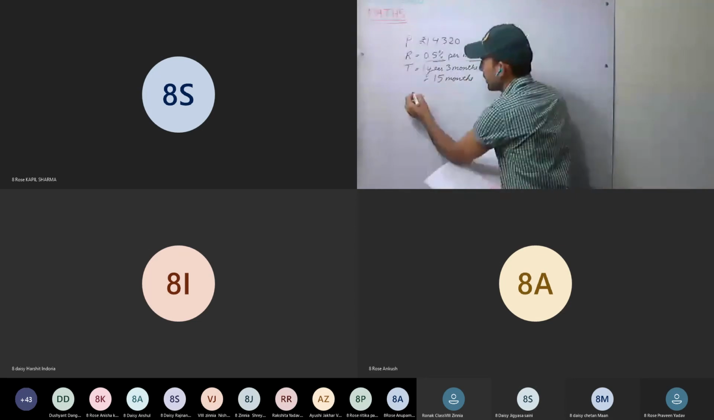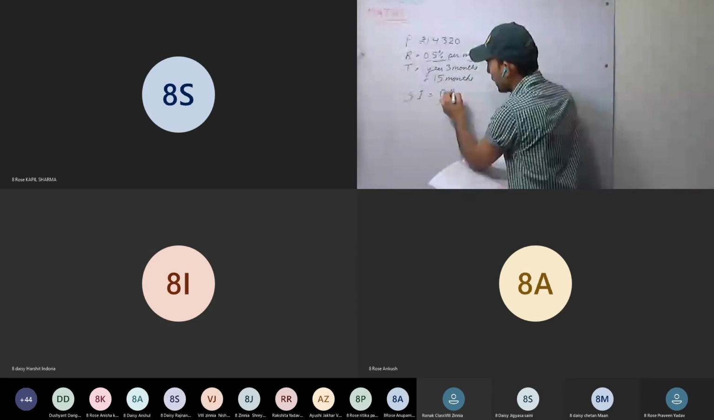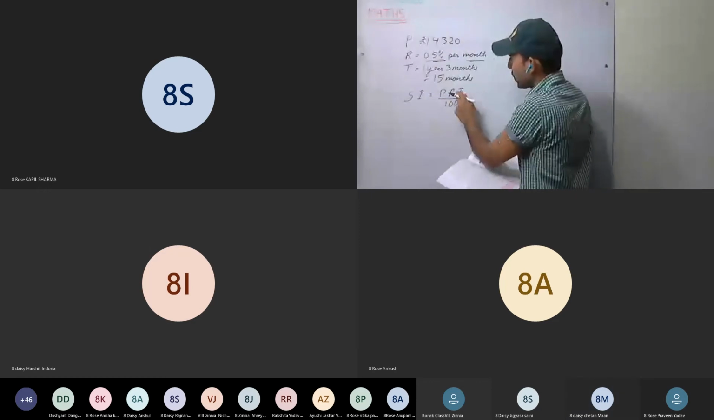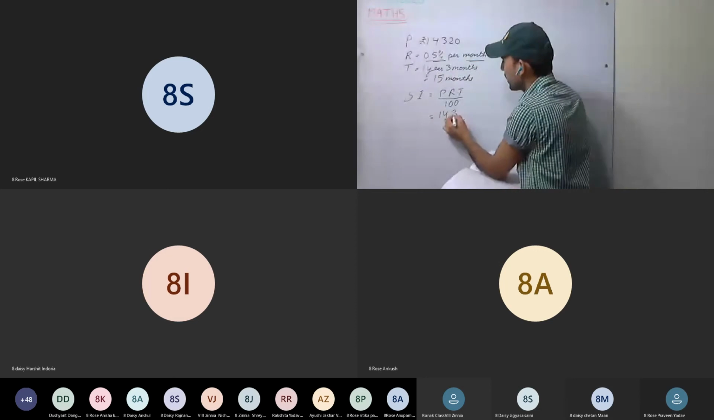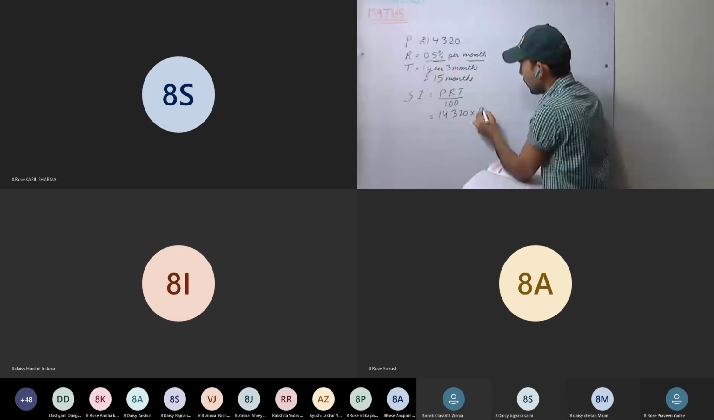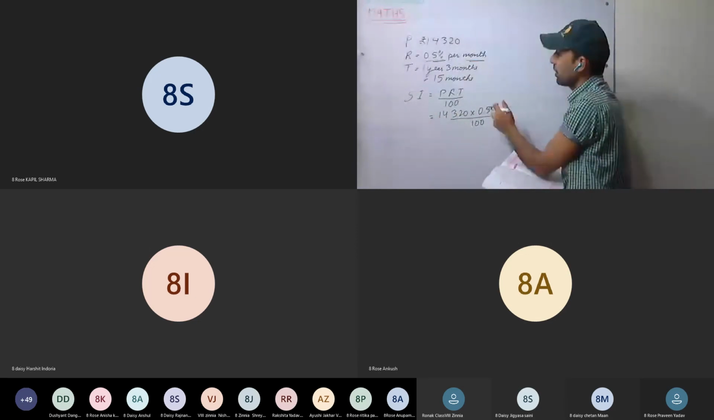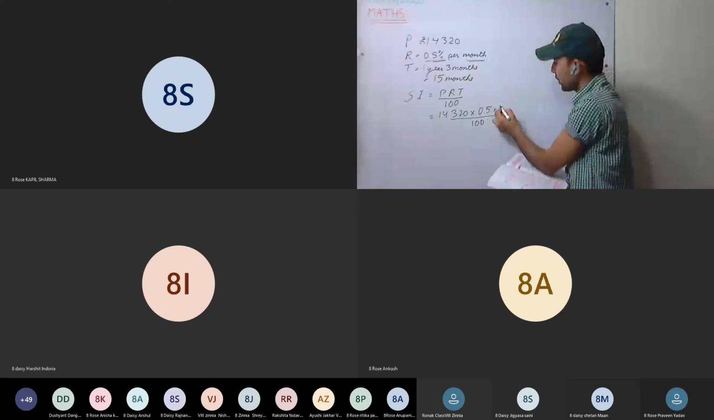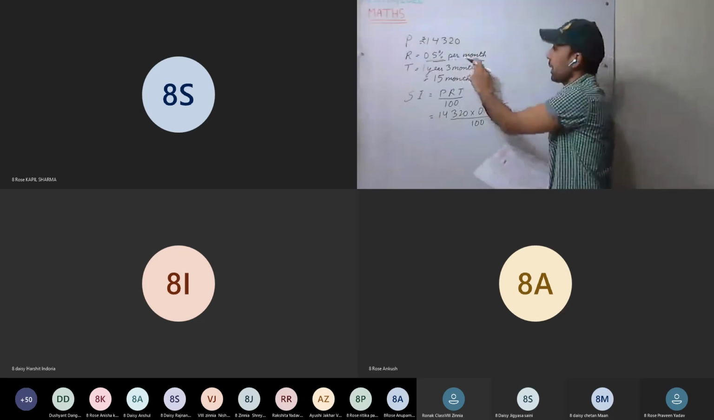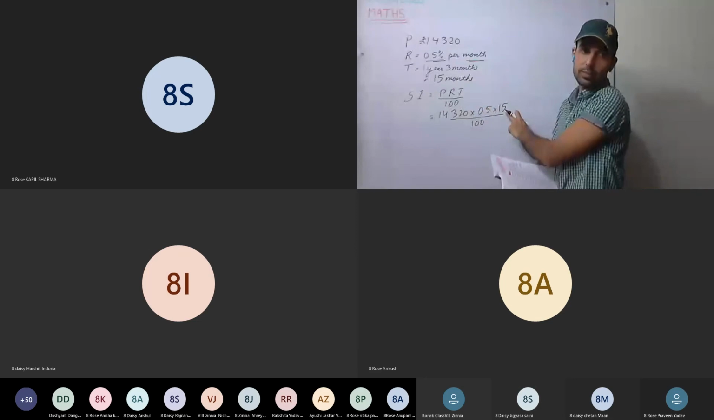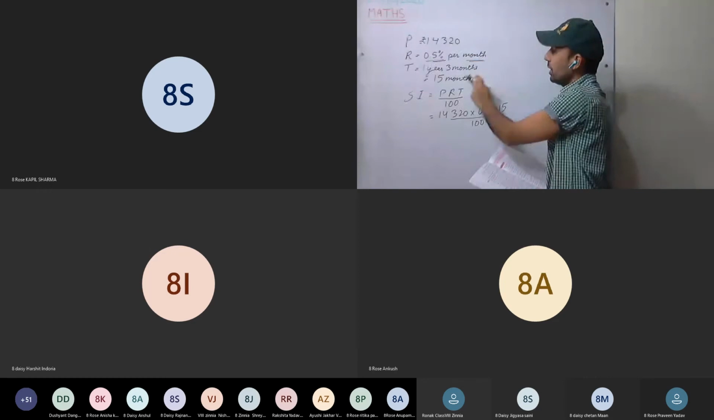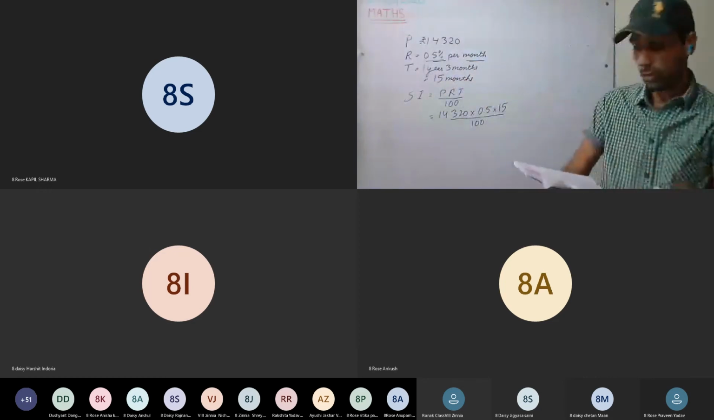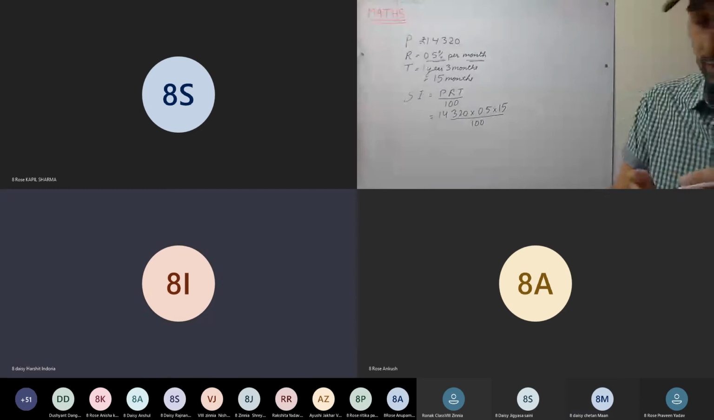Now you have to calculate the simple interest. Simple interest equals PRT upon 100. So R upon 100 is 0.5 upon 100. Now put the values: 14320, rate is 0.5, divided by 100. This 100 is for percent. Into time. Time is 15 months. Rate is given per month, that means time should also be in months. This is clear. So always check whether the rate is per month or per annum, per year. Accordingly, time should be. Now you can calculate, and then you can calculate the amount. This is clear.